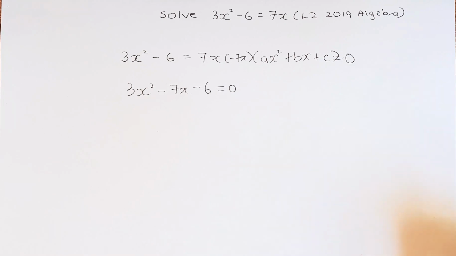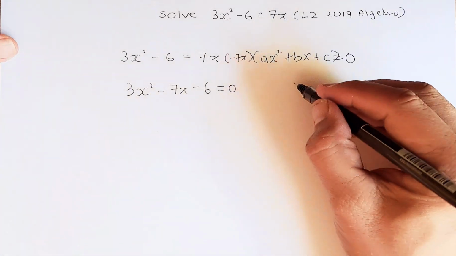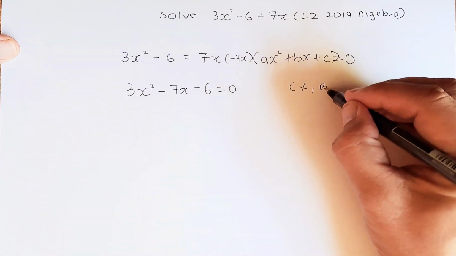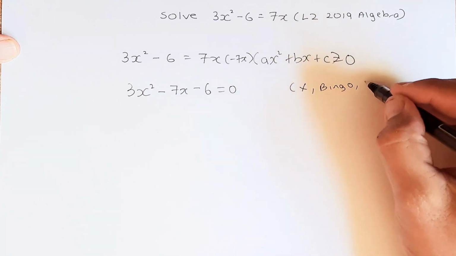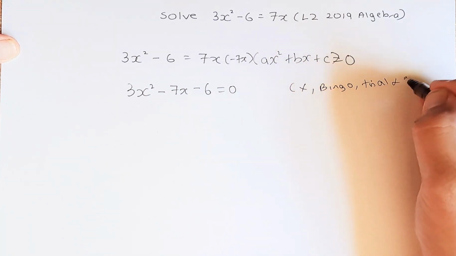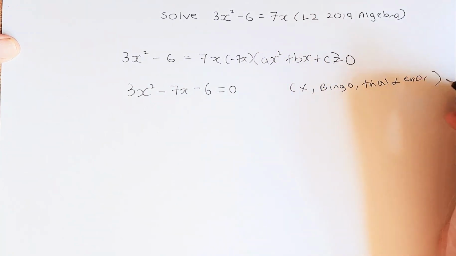There are many methods to find the factors. I'm going to go straight to the method that I'm very familiar with. This is what I learned in school. My method is called the X method, also called the bingo method, and sometimes called trial and error. I'm not sure whether you learned it, but it is a very common method used in Asia.